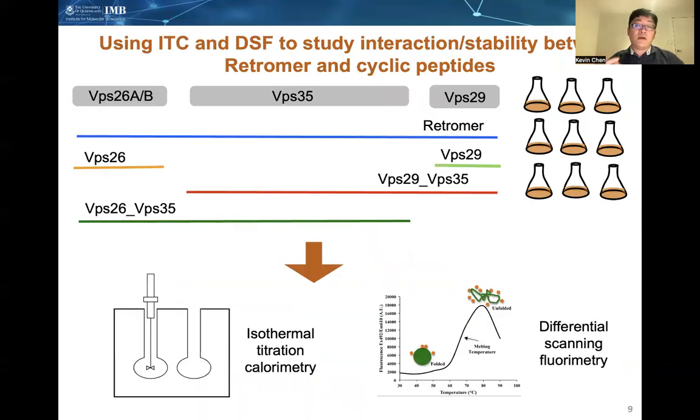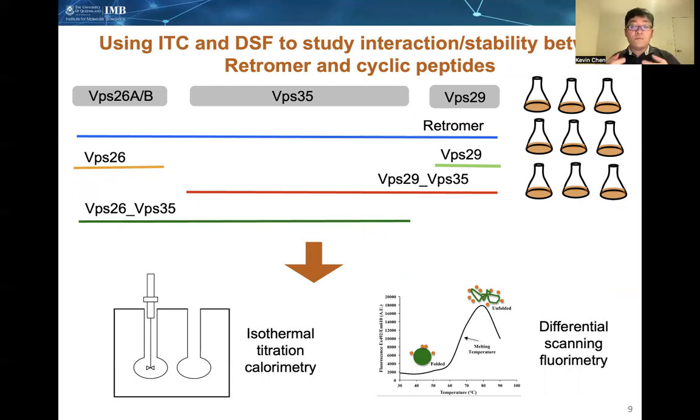As a lab member, how I start this project is also as a structural biologist. The way we work routinely is, of course, to express and purify protein, and this is the daily job that we do. Retromer is a complex, so we want to know exactly how strongly those cyclic peptides bind retromer, and on which subunit potentially. To answer that question, we first have to express the full-length retromer complex as well as multiple subcomplexes, which is either 26/35 or 29/35, for example, or individual subunits. So there are many, many expressions, a lot of effort.